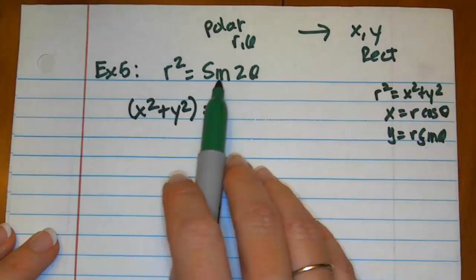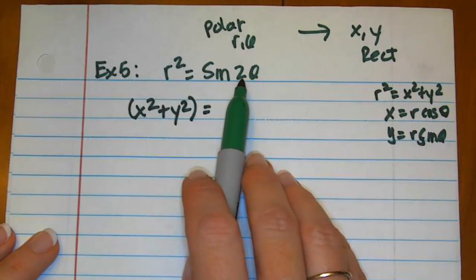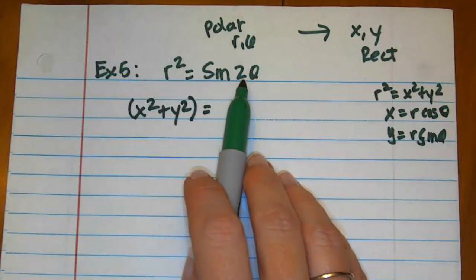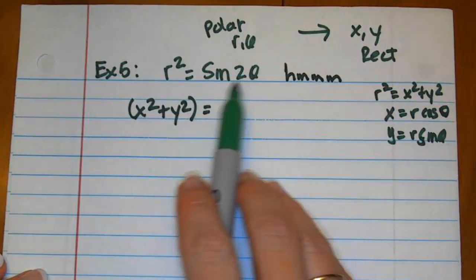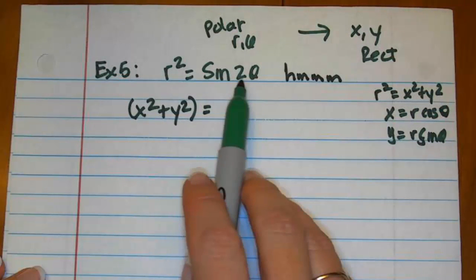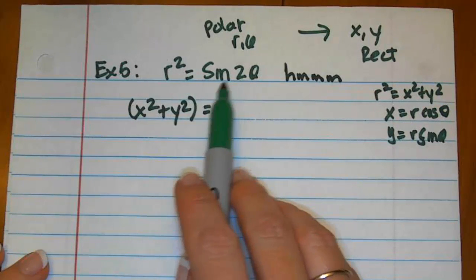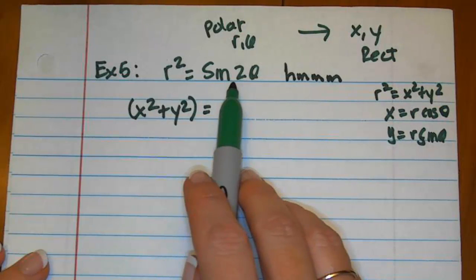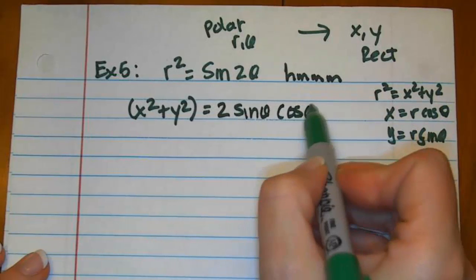But I don't know what to do here. I have the sine of 2 theta. Oh, that's a double angle. That's something that should make you think of a double angle formula. Again, this wasn't one of the formulas I had you memorize, so you can look at your notes or the book, but you need to be able to find the sine of 2 theta, and we know that that's equivalent to 2 sine theta cosine theta.